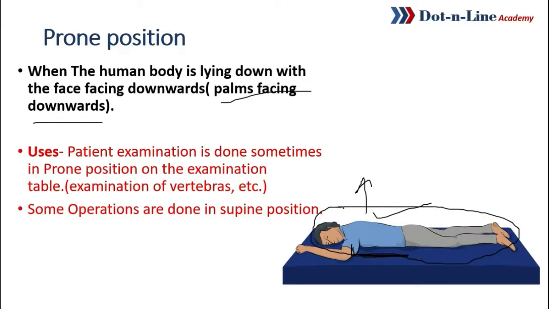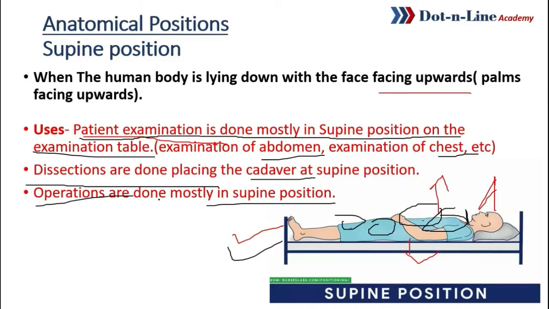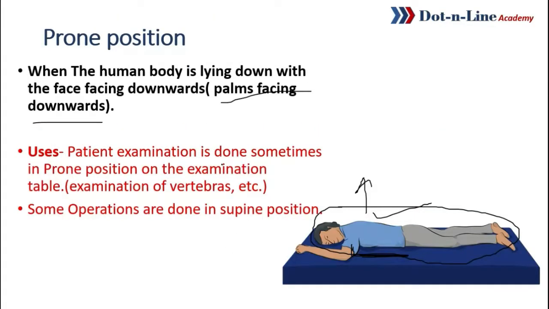Many examinations, excepting the examination that we cannot do in the supine position, we will do in the prone position. For example, we have to examine the vertebrae, the hip, the back of the neck, and the flexion of the knee. All these things will be examined in the prone position. Some operations, like the operation of the vertebra, will be done in the prone position. So this is the importance of prone position.